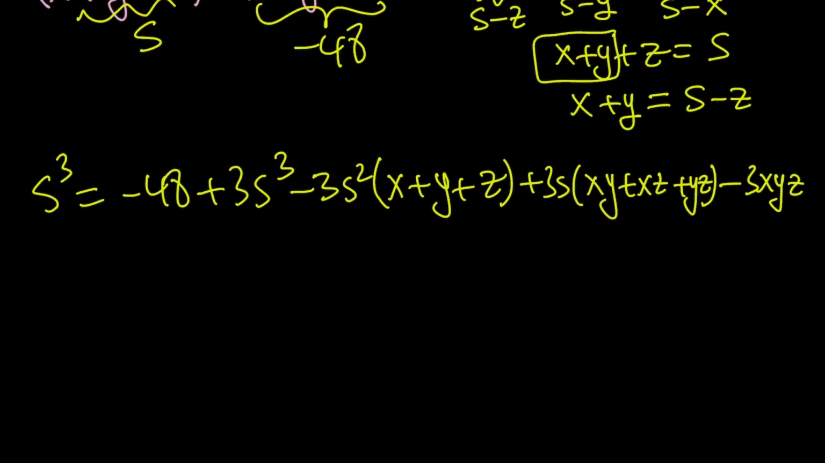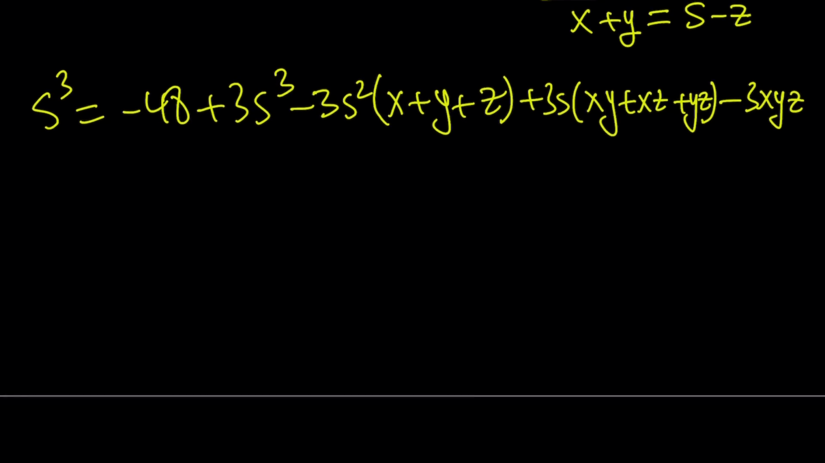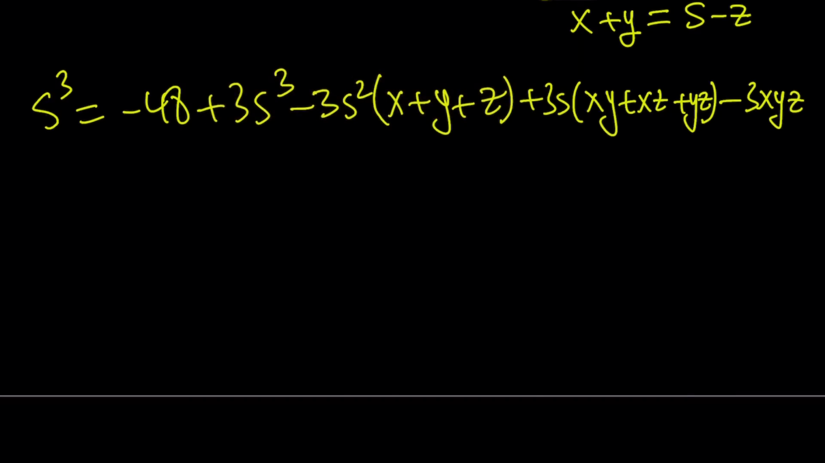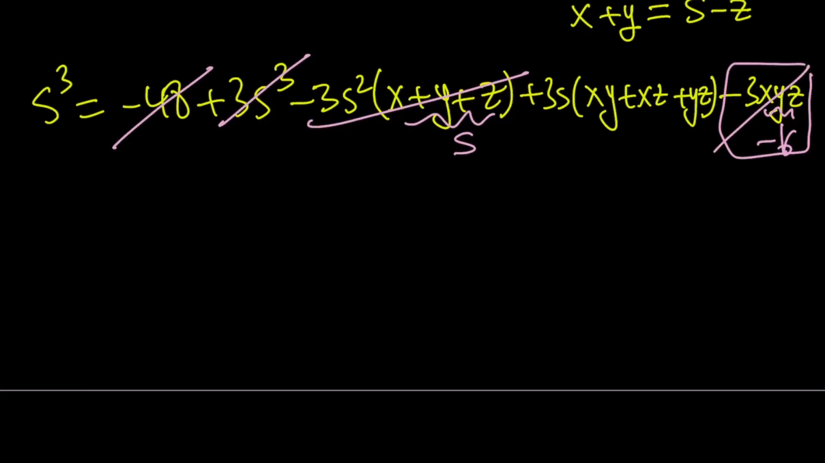Notice that everything is symmetrical, everything looks awesome. Okay, now what can we do about this? We can actually do a lot of cool things about it, because if you look at this carefully, x plus y plus z is equal to s, and negative 3s squared times s is negative 3s cubed. So this is like 3s cubed minus 3s cubed, that is a 0. Not only that, xyz is equal to negative 16, therefore we get a positive 48 from here, and these two also cancel out, leaving us with a single term, which is really cool.